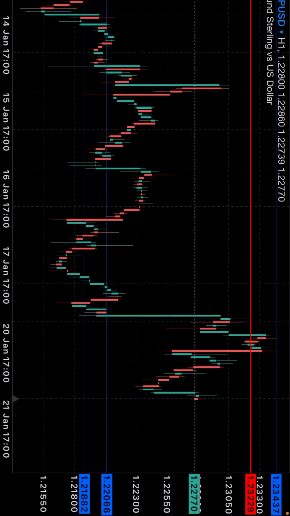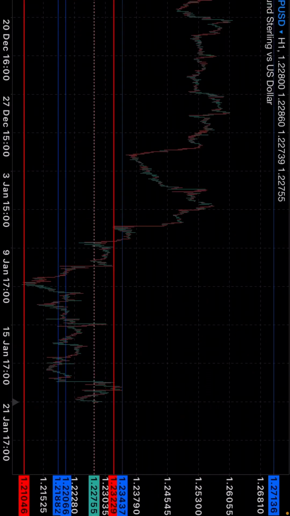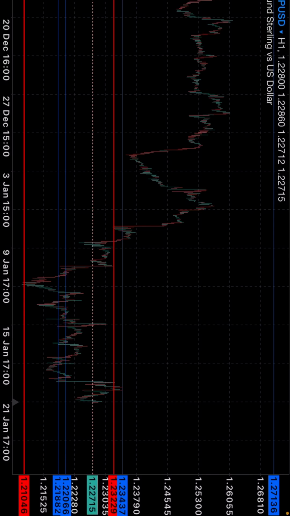So this is it. I'm gonna give you guys an update of what happens along the week, and then we'll see. It's still Tuesday, so we still have time for more events to happen. So basically, that's my analysis for GBPUSD on the 1 hour time frame.